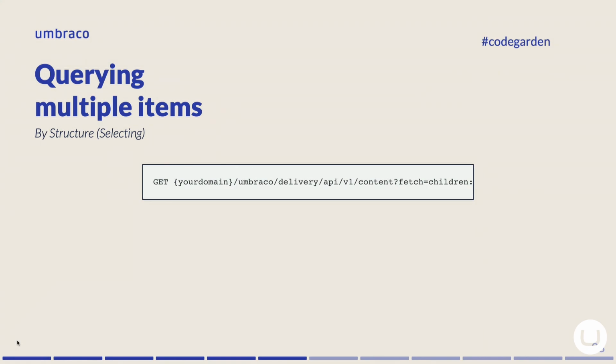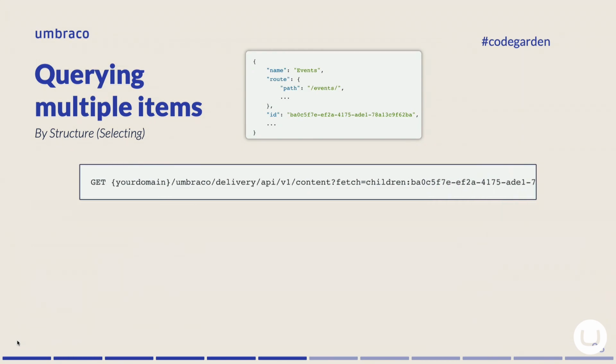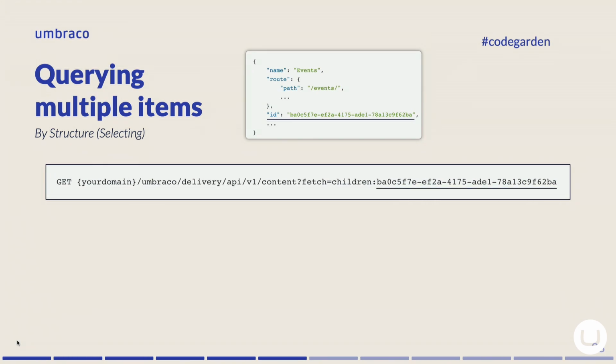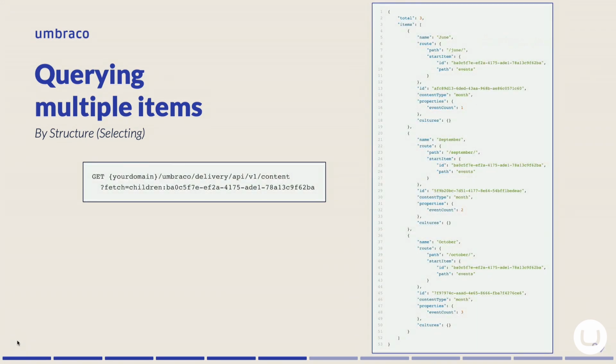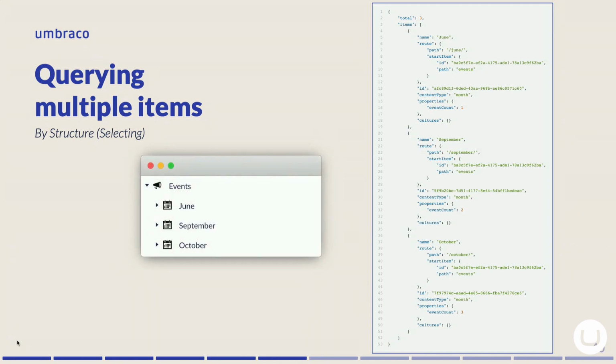In this example request, we are indicating that we want to retrieve the children nodes of a particular item, and we are going to specify the item that we want after the colon. We can use this content node, for example. If we use its ID, we get all the months that our events are organized in. To achieve the same result, we can also pass the path of our node. So we can either use the GUID of the events node or its path. And to double check the response, these are the direct children of the events content node. We have June, September, and October.